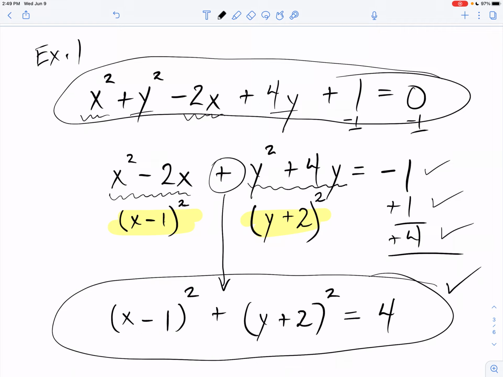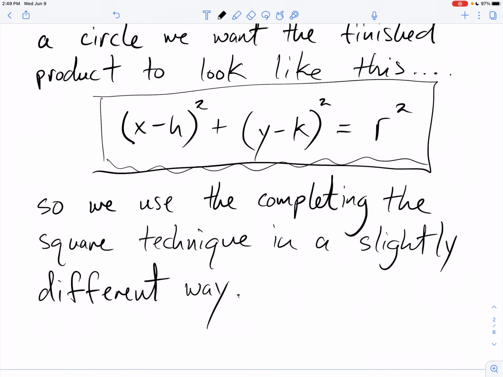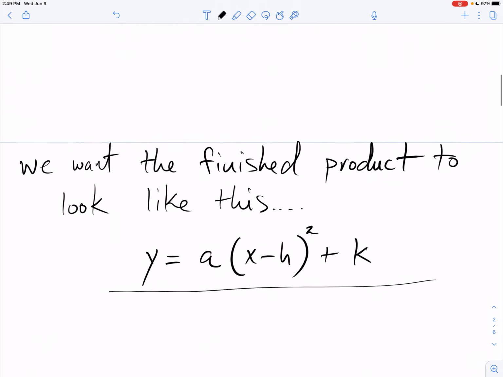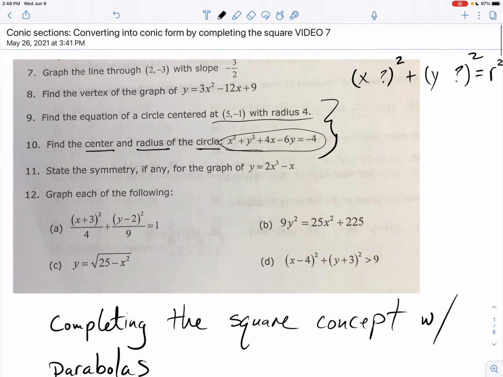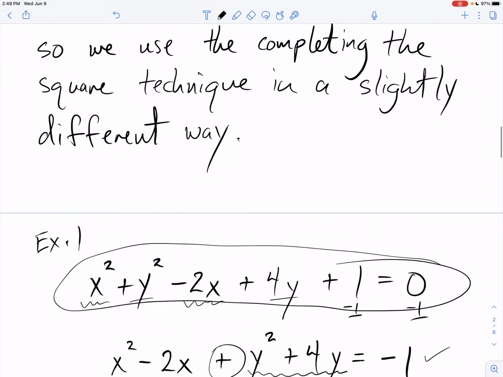So it looks like HK form. Look, this is what I'm shooting for. HK form. Now, just like the question they gave us in the packet, it says, find the center, radius, and circle. Well, I didn't do their problem. I didn't do your homework, but I did show you how to do it.